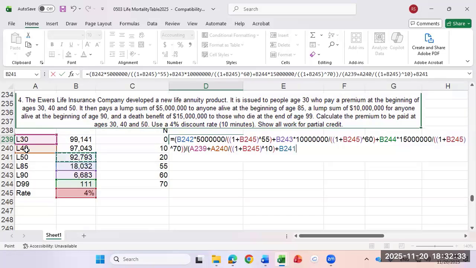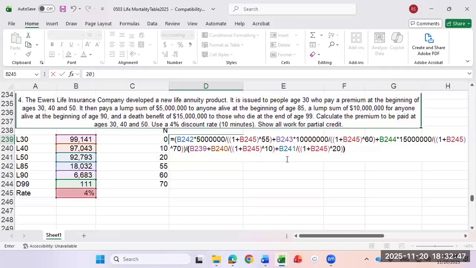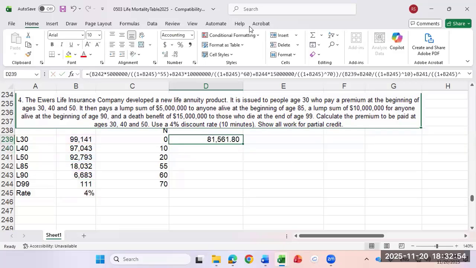Oops, I'll fix that. That's not gonna work too well. Okay, L50 divided by 1 plus the rate raised to the 20th. That looks right. It's your premium. That looks kind of high, but we'll see. We'll work on it.